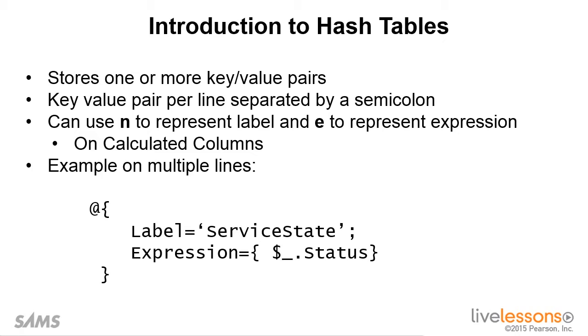Let's take a look at this on an example where I'm using multiple lines. Notice that I still have to specify my semicolon between the label line and the expression line. Notice that there is an @ sign followed by curly brackets to represent you're starting a hash table and then closing the curly bracket at the end. Also notice that the label is a standard string. The expression, however, is represented by using a code block. This is what is going to set the value of the expression. In this case, we are only going to set the value of status, and we are using this to basically rename status to service state.